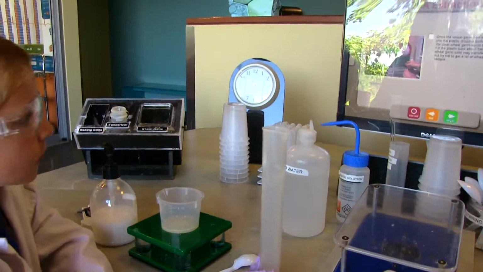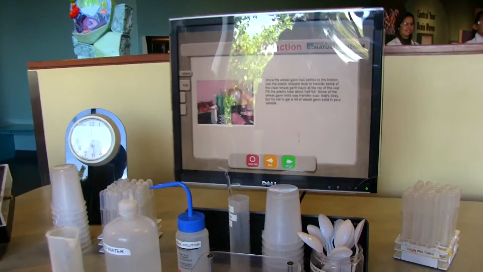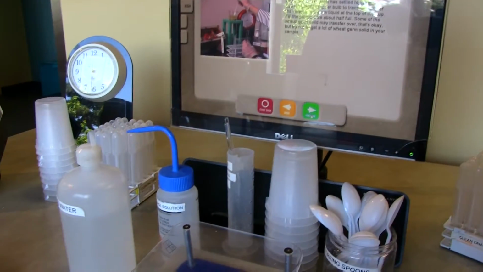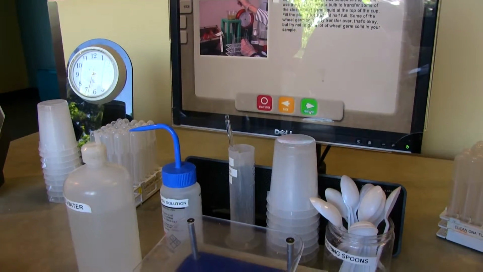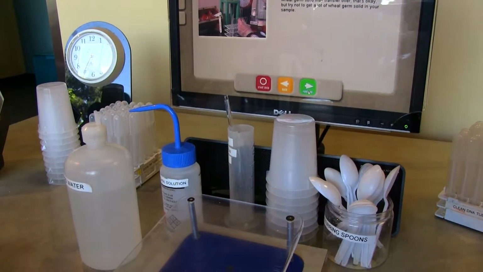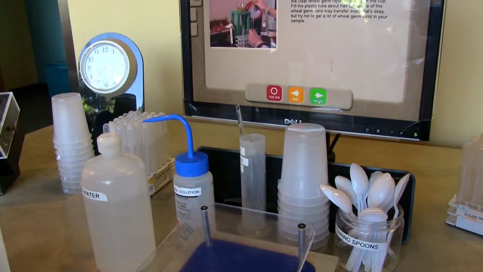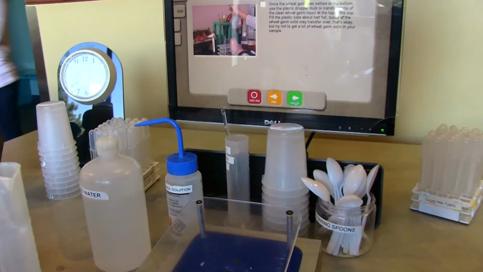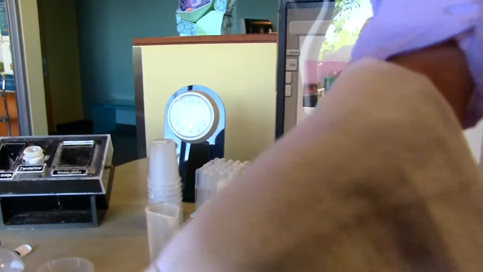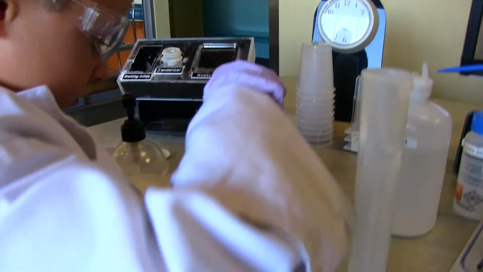Once the wheat germ has settled to the bottom, fill the plastic tube about half full. Some of the solid may transfer over. That's okay, but try not to get a lot of the solid in. Can you suck a little bit of liquid off the top? About halfway up. There you go. Good job. Now what do we do?